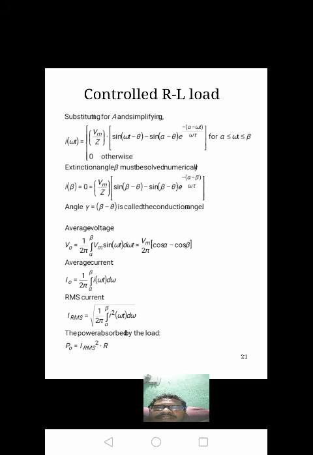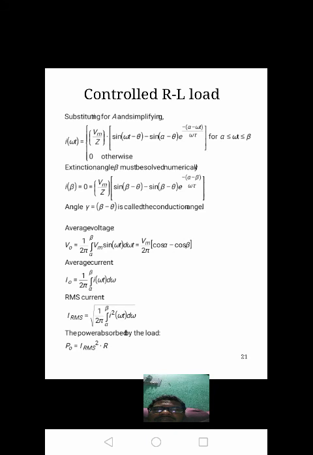The average output voltage, here we are finding out by using the formula V naught equals 1 by 2 pi integral over alpha to beta Vm sin omega t d omega t, that equals Vm by 2 pi into cos alpha minus cos beta. The average current is I naught equals 1 by 2 pi integral over alpha to beta i of omega t d omega t.